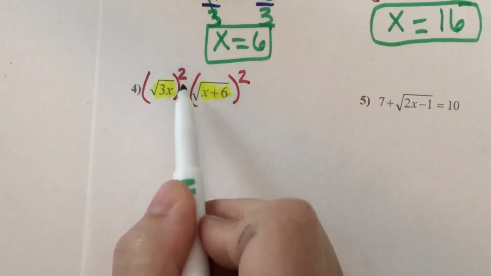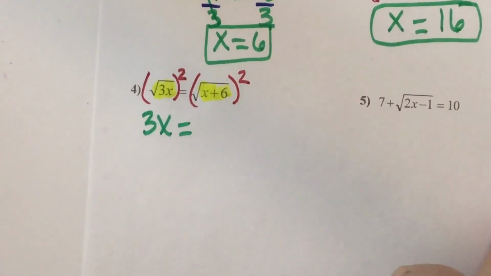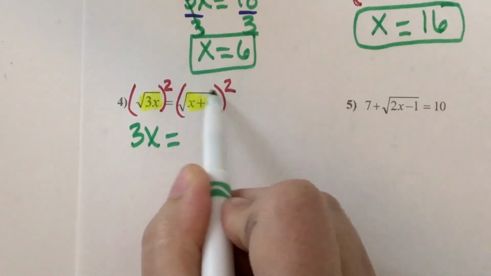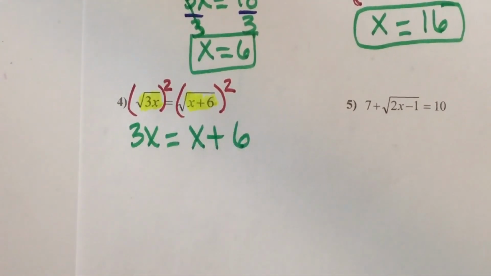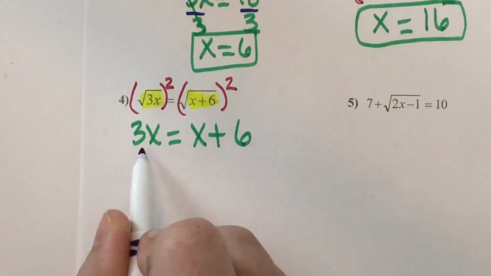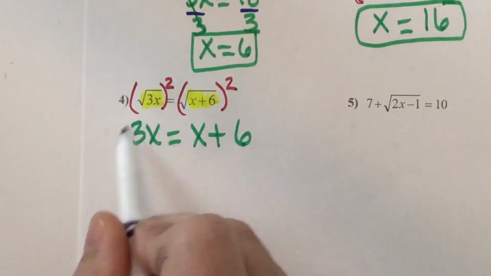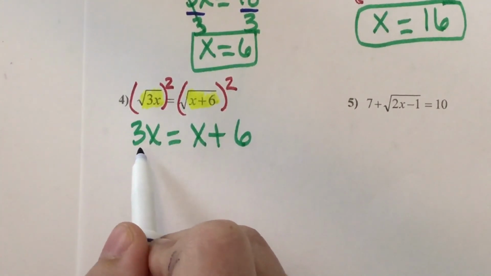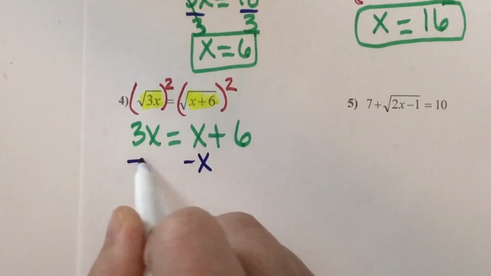Remember, the squared and square root cancel, so all I'm left with is 3x. On the right side, the squared and square root cancel, so all I'm left with is x plus 6. And then this is just a little equation to solve. Remember, when x's are on opposite sides of the equals, we need to bring one over to the other side. I don't want to move this guy because there's nobody else over here with him, so I'm going to move this guy. So since this is a positive x, I would subtract him.